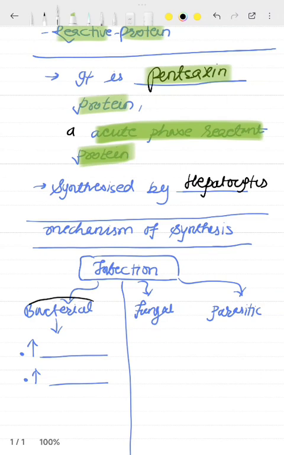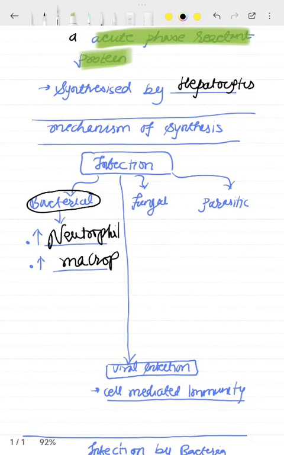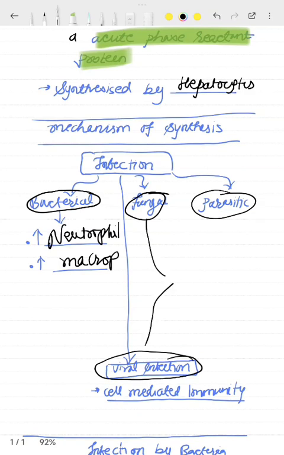When bacterial infection occurs, there is recruitment of neutrophils and macrophages, right? In this condition, C-reactive protein is increased. In fungal, parasitic, and viral reactions, it is not increased or it is normal. If increased, it may be only slightly, but in these reactions it is normal.